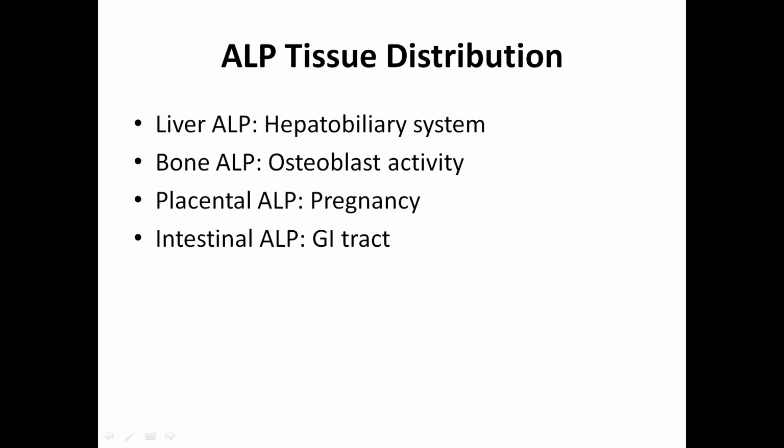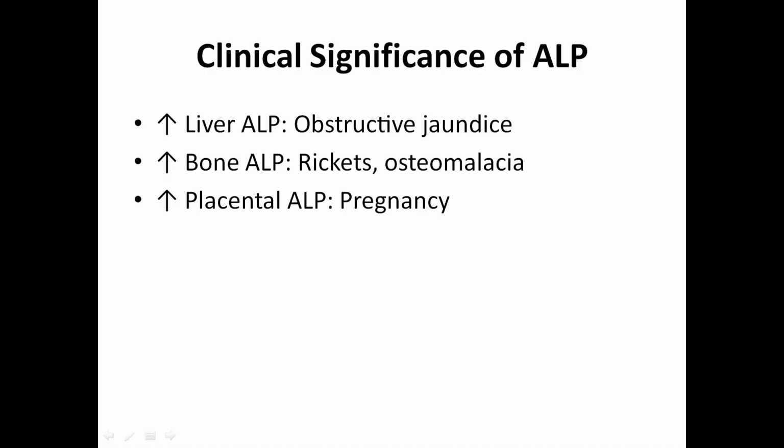Clinical significance: an increased level of liver ALP indicates obstructive jaundice. An increased level of bone ALP indicates rickets and osteomalacia. An increased level of placental ALP indicates pregnancy.